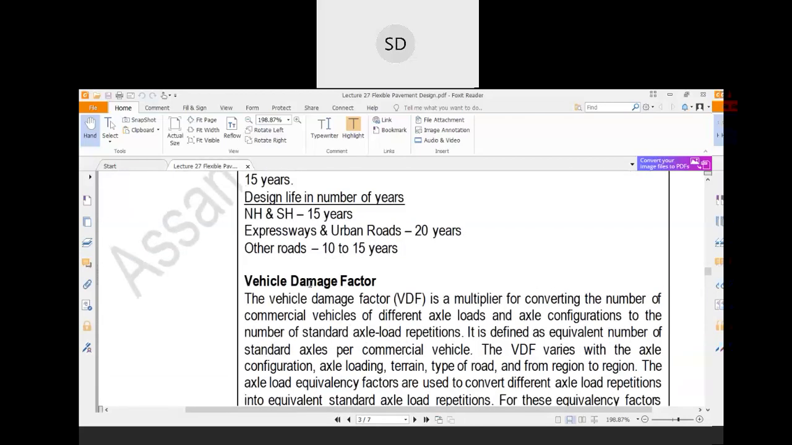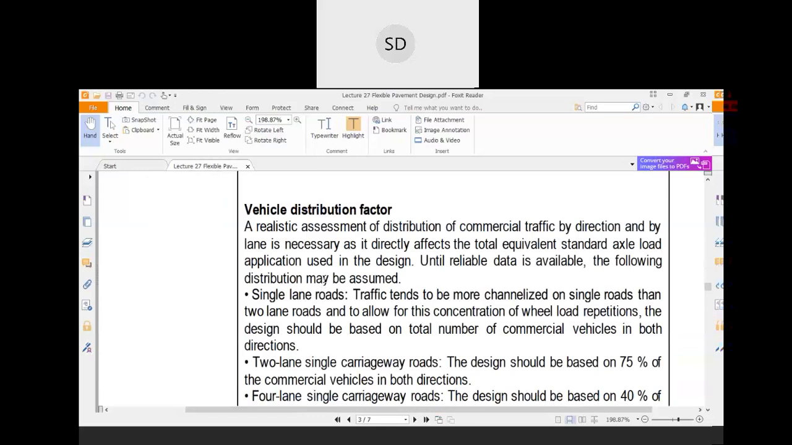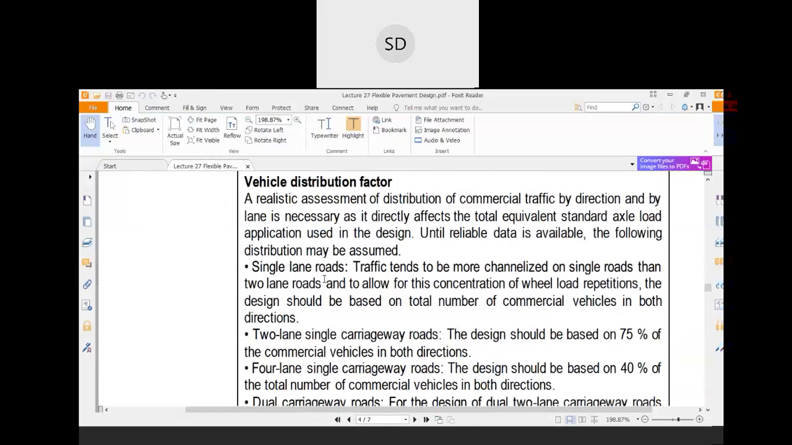So another important factor is the vehicle distribution factor. Initially it was the vehicle damage factor; another one is the distribution factor. That is how much vehicle is distributed along the different paths. A realistic assessment of distribution of commercial traffic by direction and by lane is necessary, as it directly affects the total equivalent standard axle load application used in the design.